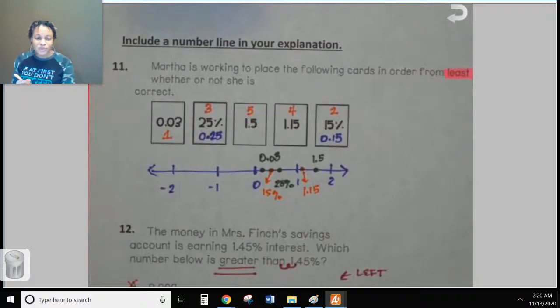So today our focus was on using our skills to locate and compare to order rational numbers on the number line. I hope that you enjoyed this, and let's practice.